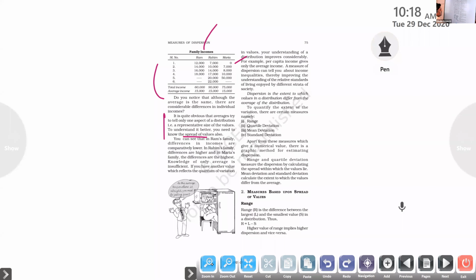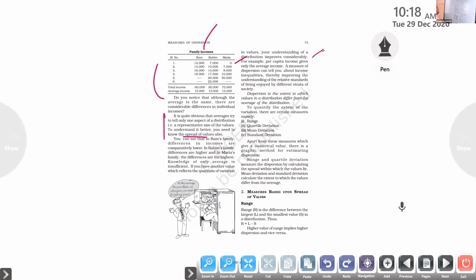So only the knowledge about the averages is not sufficient. If you have another value which reflects the quantum of variation in values, your understanding of distribution improves considerably. So we want to understand the differences between the values or incomes of different family members. Here it is easy to understand the total issue.